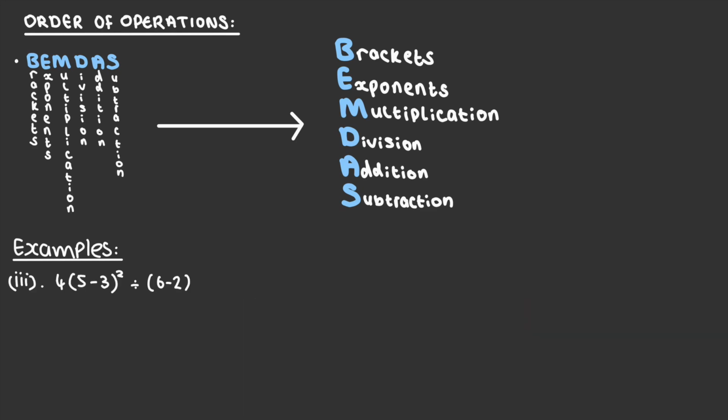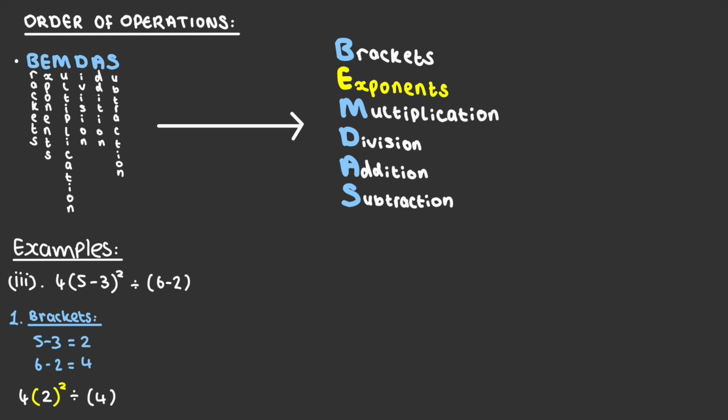The final example uses every operator except addition. By the order of operations, we must calculate the brackets first, and in this example, we have two sets of brackets to deal with. By calculating the contents of each bracket, we get 5 minus 3 is equal to 2, and 6 minus 2 is equal to 4. Now we can update our original sum. Here we have 4 multiplied by 2 squared divided by 4.